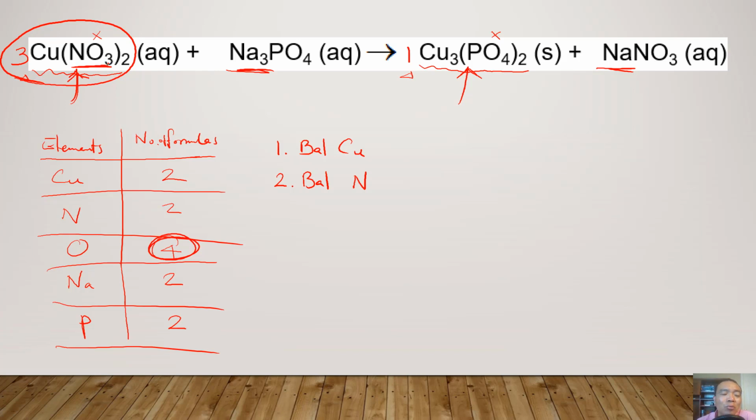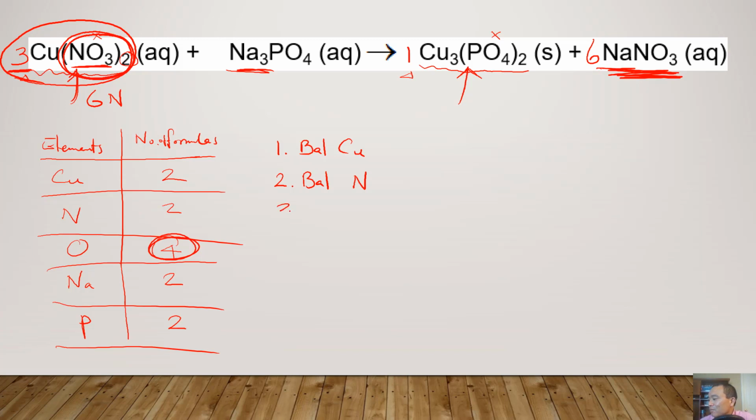NO3, this unit gives you 1 nitrogen. Then you have a subscript outside the parentheses, so you have 2 units of NO3. So this parenthesis gives you 2 nitrogens, and then you have a 3 before the whole formula, so it's 3 times 2, that gives you 6 nitrogens. Now you look at the right side. Here it gives you 1 nitrogen, so you should have put a 6 over here, right?